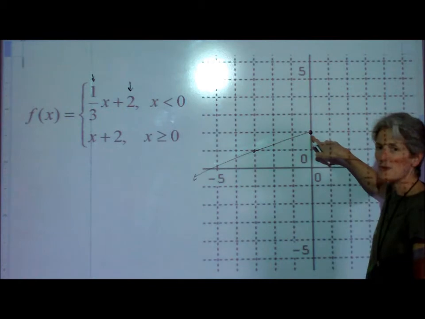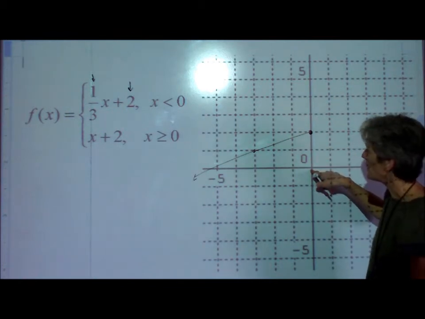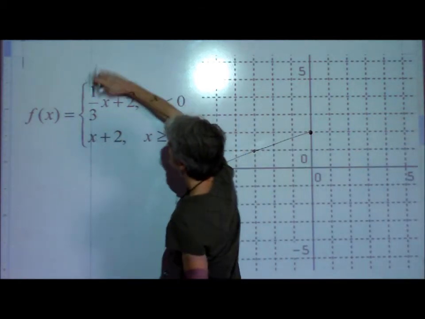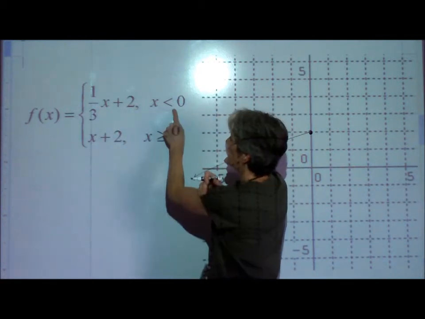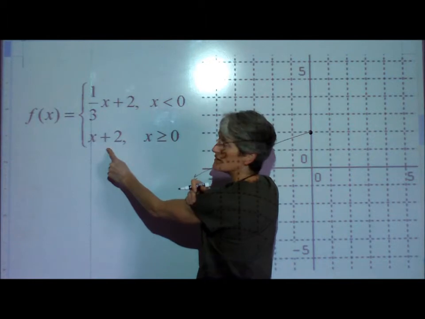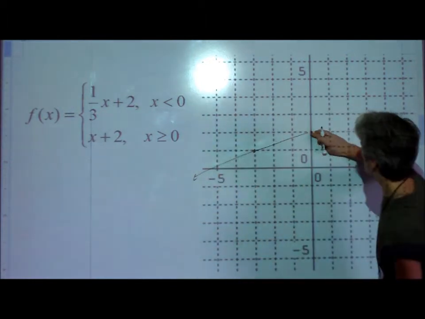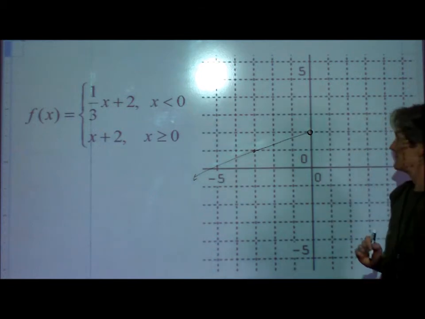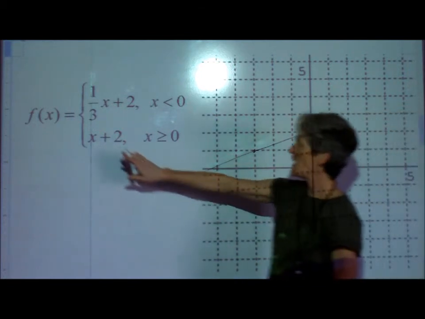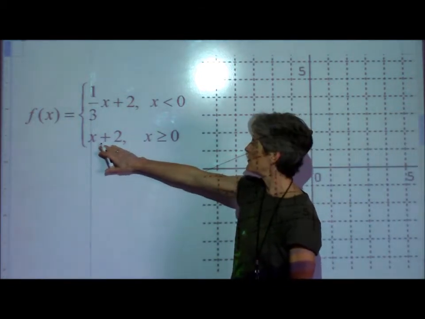Now notice I stopped right where x is 0. That's because I'm following this piece only for x values that are less than 0. When x equals 0, boink, I jump to this piece. So in fact, I'm going to do an open circle there. And now I am on this piece.